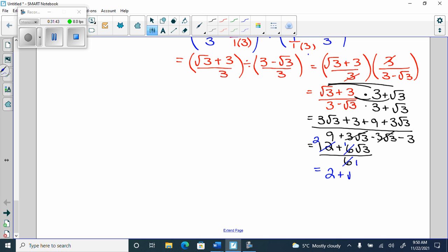So if you go 2 plus root 3 in your calculator and you type tan 75 degrees in degree mode in your calculator, they should match. Good answer. Good job.